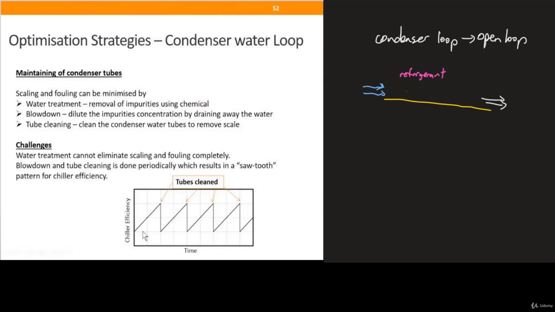So the challenge for water treatment is that it cannot eliminate the scaling completely. There's a limit to what this chemical can do. And for blow down and tube cleaning, you will see a sawtooth kind of pattern appearing. That means whenever you clean your tube, your efficiency will improve, but your efficiency will deteriorate over time. And when it reaches a certain limit, when you think that it's time to do a cleaning again, then it will improve again. So that's some of the challenges that you may face if you want to clean your condenser water tube.